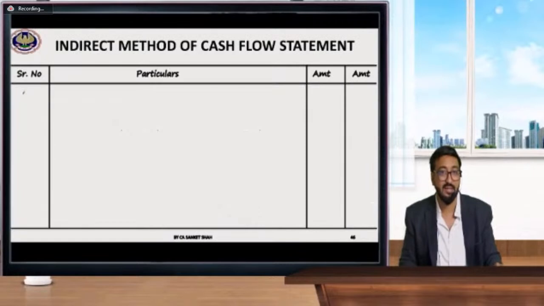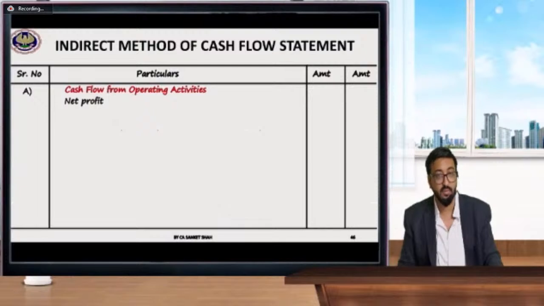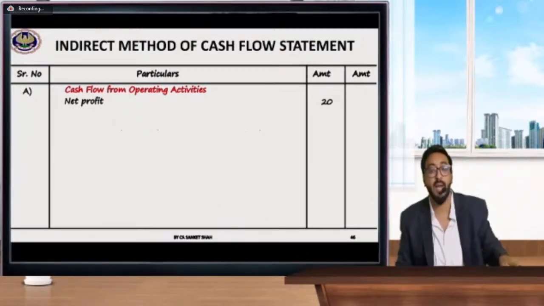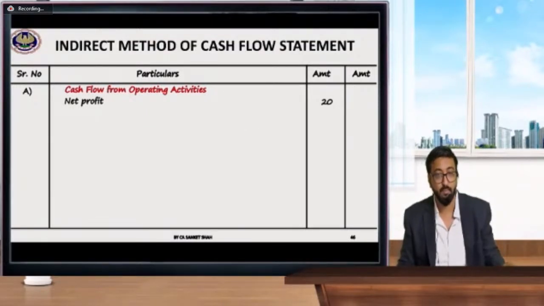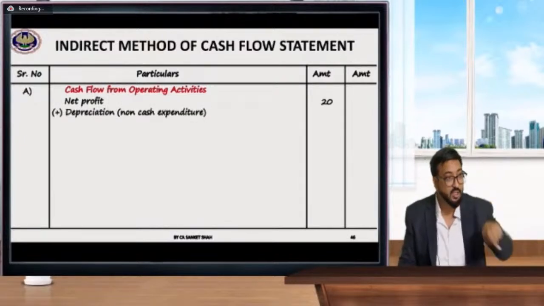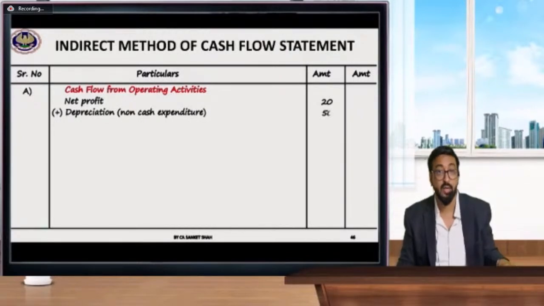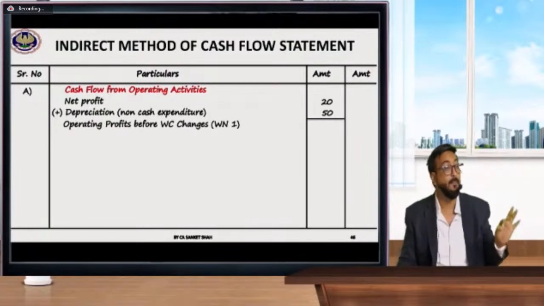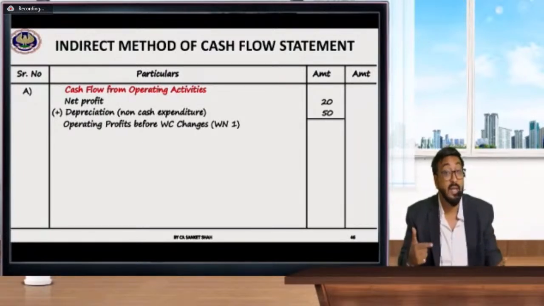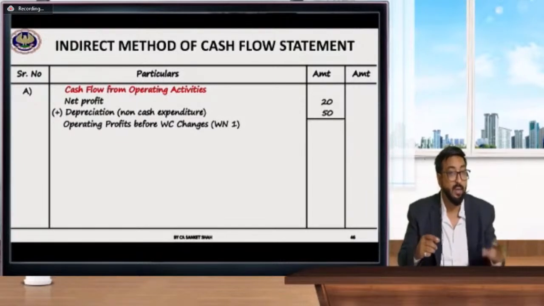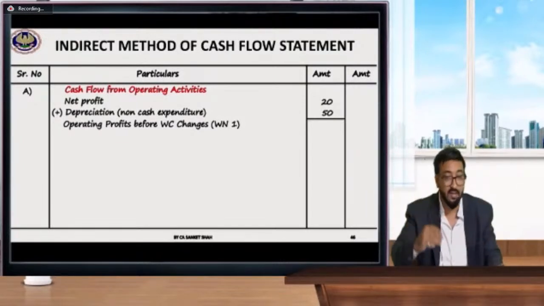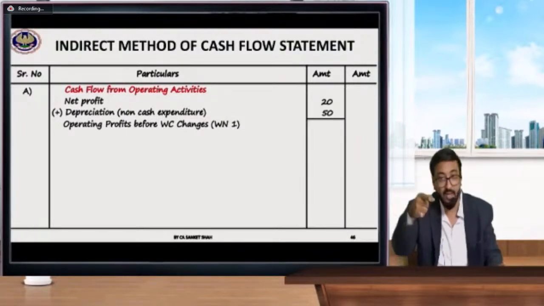Indirect method. Understand. In indirect method you start with net profit. You started with 20. Now please check your P&L account and balance sheet. You started with 20, and in that, depreciation you will add back. I already told you, depreciation add back 50. So this is called operating profit before working capital changes. Working capital means current assets and current liabilities. Increase in creditors, increase in debtors, increase in stock, you will consider here.